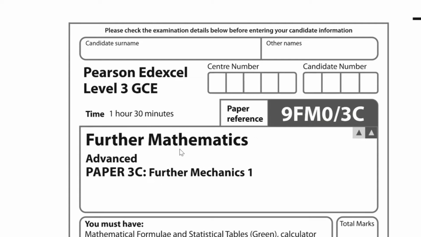This is the Edexcel A-Level Further Maths Paper 3 from the October 2021 series, and in this paper we will be taking a look at the Further Mechanics 1 (FM1) paper.